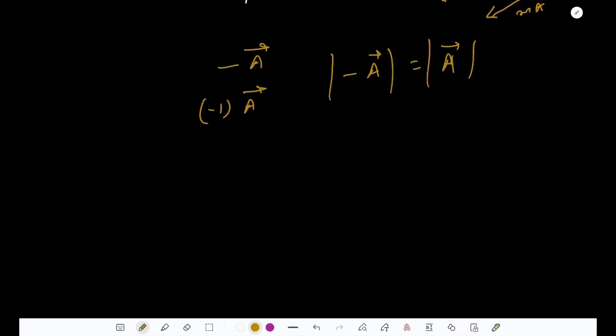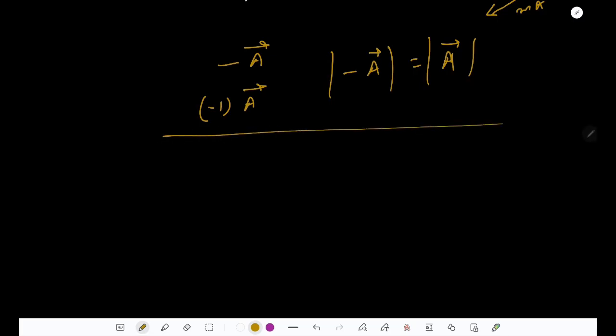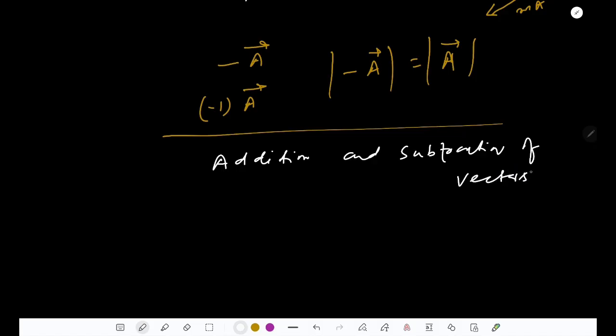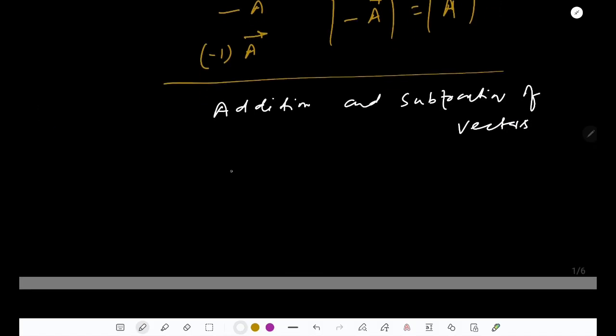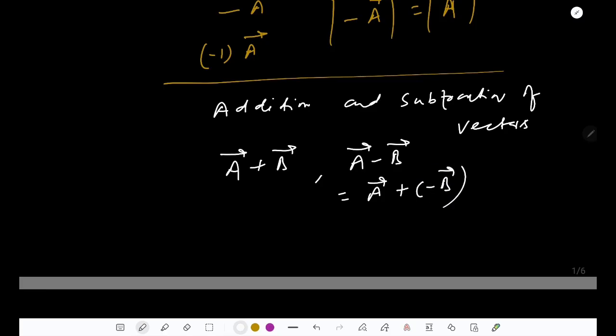And now if you would like to discuss the addition and subtraction of vectors. Subtraction is basically this: if you want to add two vectors, A plus B, well, it is A plus B. But if you want to find a vector A minus vector B, you should always think of it as A plus minus vector B. Minus vector B is opposite to vector B in direction.